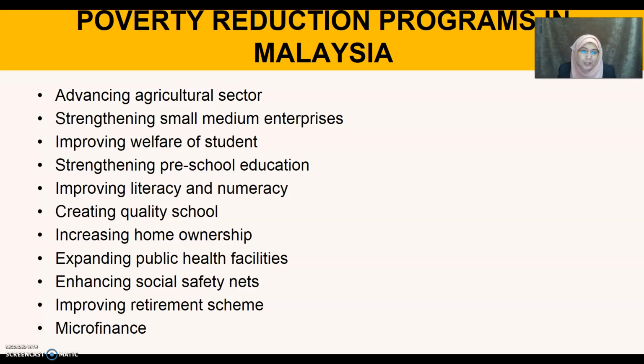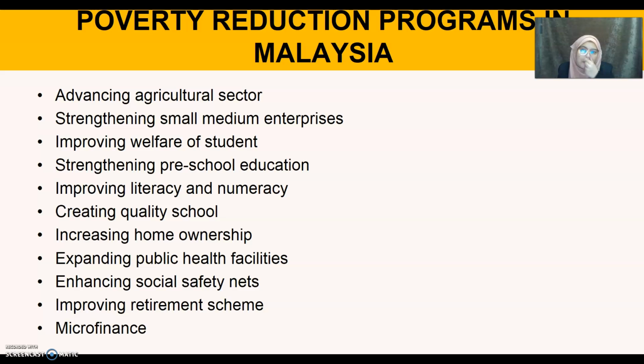Number one, they try to help, because we know that mostly the low income families come from the farmers. Okay, the rural area where the source of income mostly comes from the agricultural sector. So what the government has to do is that they focus on programs to help and to enhance the agriculture sector. Okay, strengthening the SME. Okay, we know the SME, the small medium enterprises, improving the welfare of the students. That's why there are a lot of programs. There are a lot of initiatives in order to help the students.